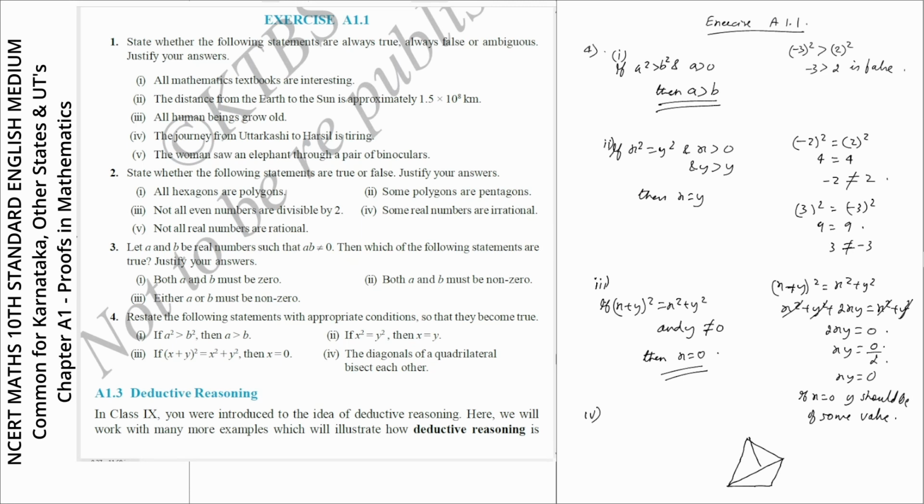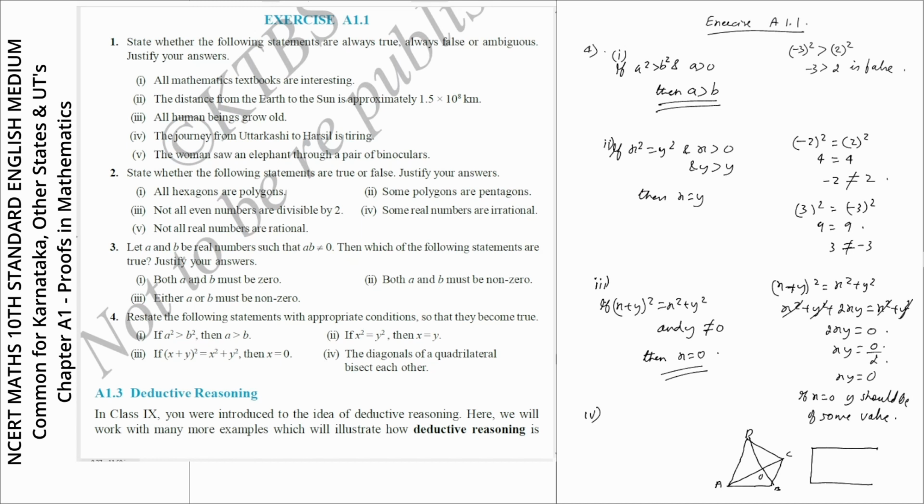Now I'll name this A, B, C, D, and this is O. So if I say the diagonals bisect, it means AO should be equal to OC and BO should be equal to OD. So this is not possible in all quadrilaterals. But in case of a rectangle and a square, the diagonals will bisect each other.